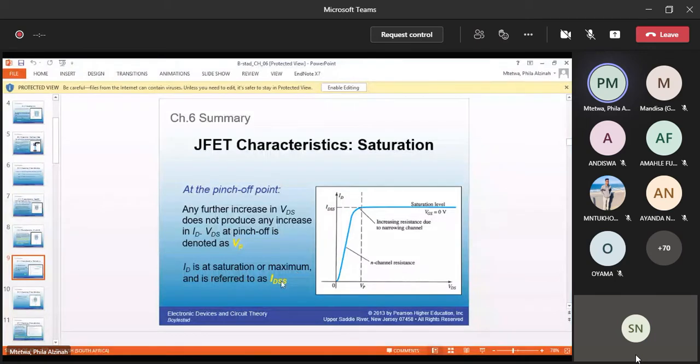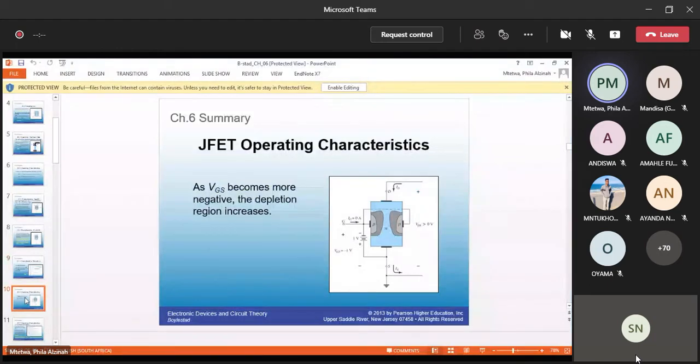JFET operating characteristics. As VGS becomes more negative, the depletion region increases. As your gate-source voltage becomes more negative, holes are attracted to this negative, leaving behind electrons. So your depletion region gets bigger, and as it gets bigger, it makes the passage narrower. Eventually we arrive at VDS equal to pinch-off voltage, and we get our output current to be 0.